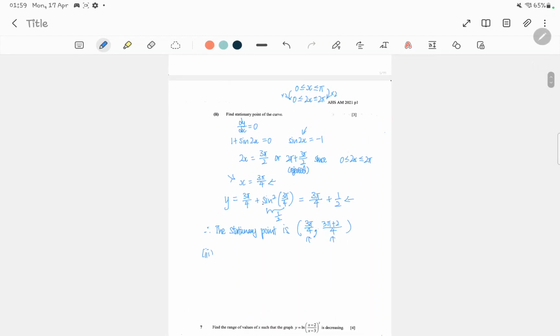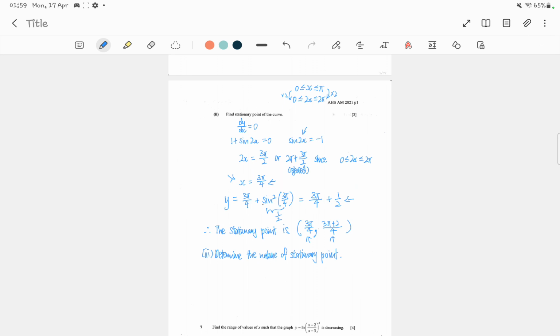The question asks us to determine the nature of the stationary point. There are two ways that you can go about doing this question whenever they tell you to determine the nature of the stationary point. The first way is to use the first derivative test.